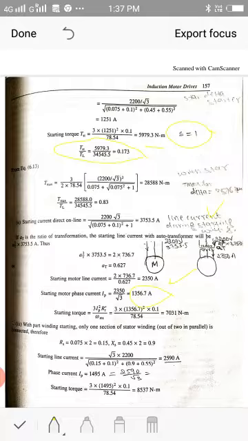Okay, so starting torque, I am going to find using the same equation. S will be replaced by 1. Okay, so I am going to get it as 7031 Newton meter. Okay, so this is with the auto transformer starter.